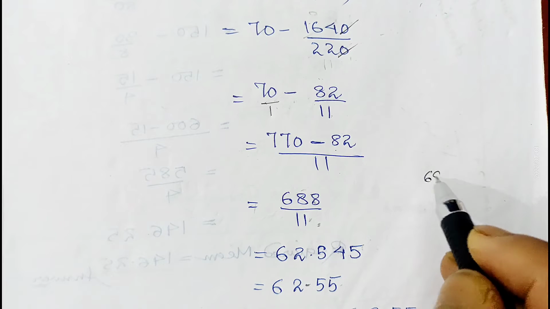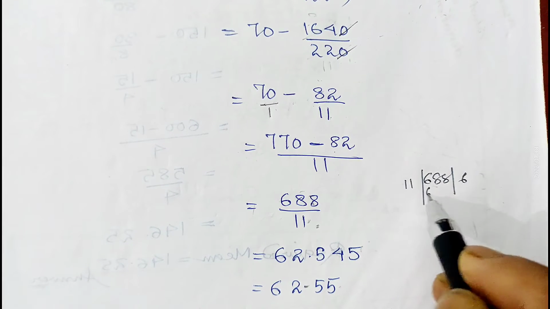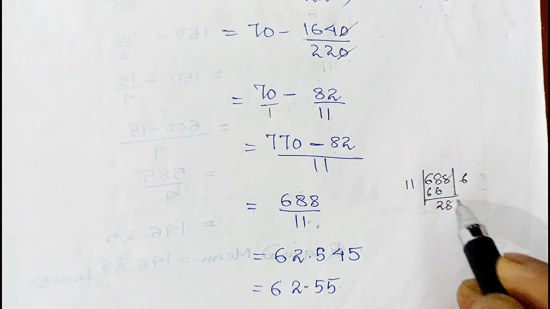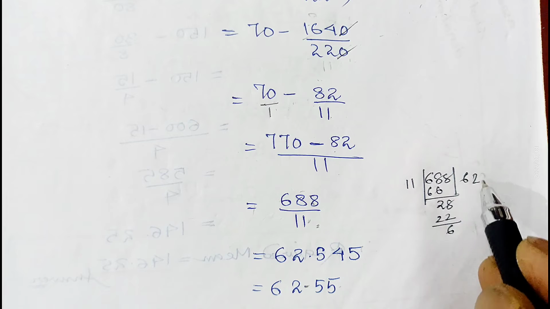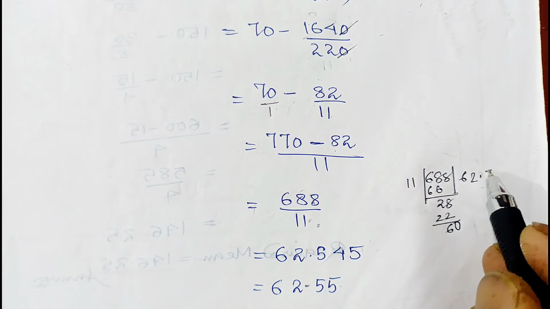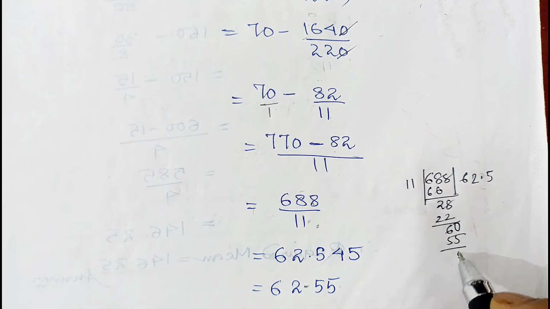And 688, if you divide by 11, 11 sixes are 66, it will be 28. 11 twos are 22, it will be 6, 0. 5 elevens are 55, again 50.